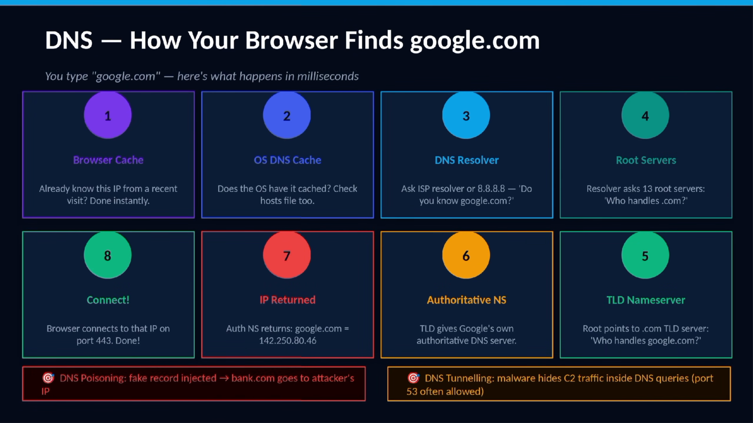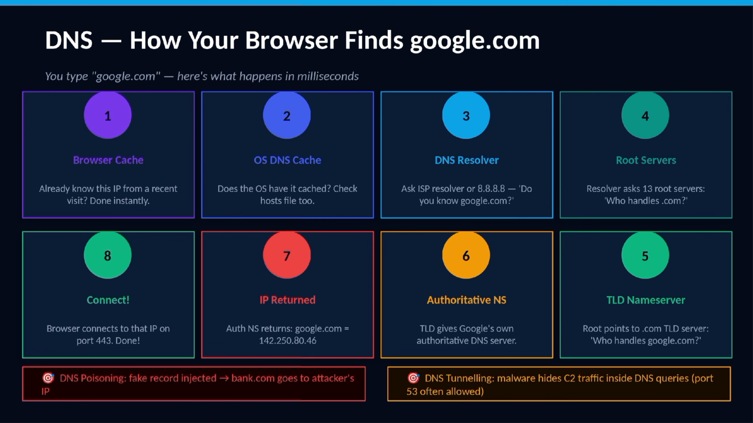Key protocols explained. Now let's go deeper into the protocols themselves. DNS, domain name system. Let me ask you something. Do you know Google's IP address? Probably not. And you don't need to. You type google.com and it just works. But behind the scenes, that name has to be converted into an IP address because computers don't understand names, they understand numbers. That's what DNS does. DNS is basically the phone book of the internet. You give it a name, it gives you a number.